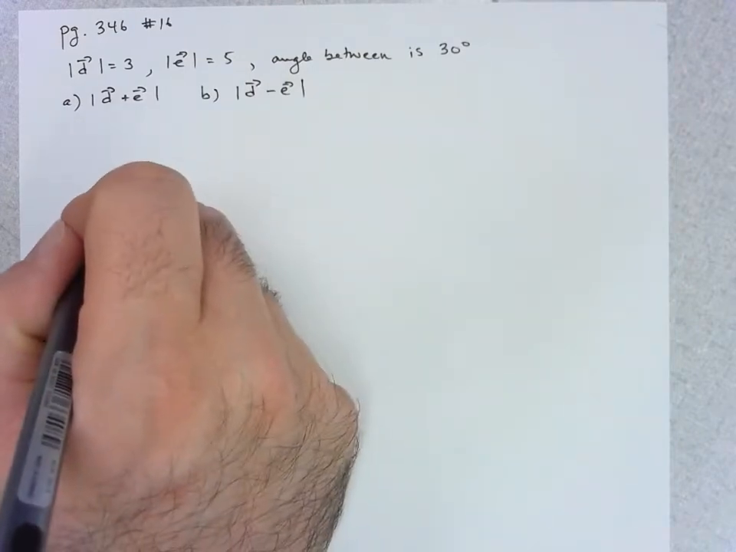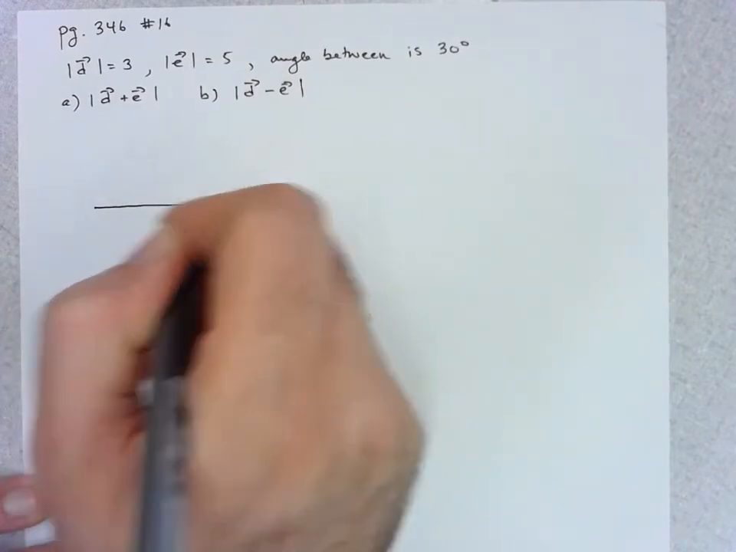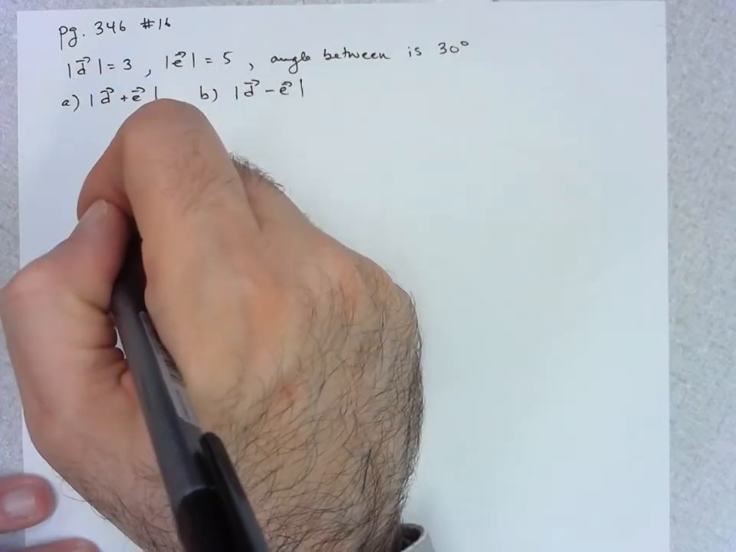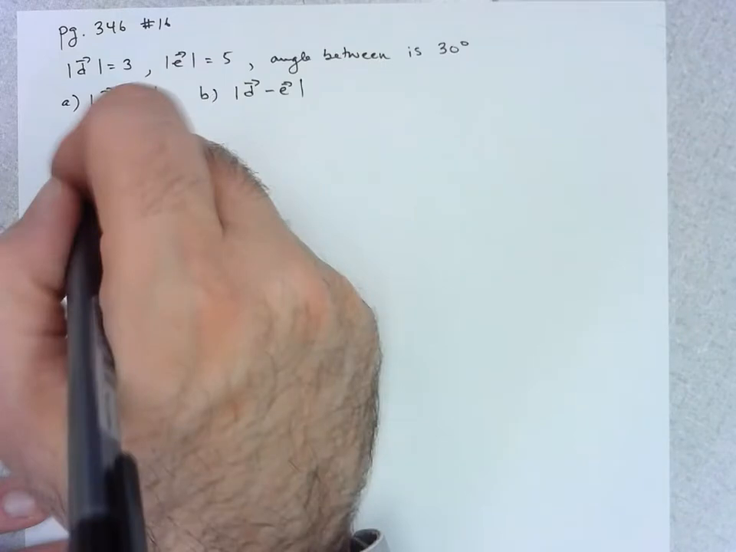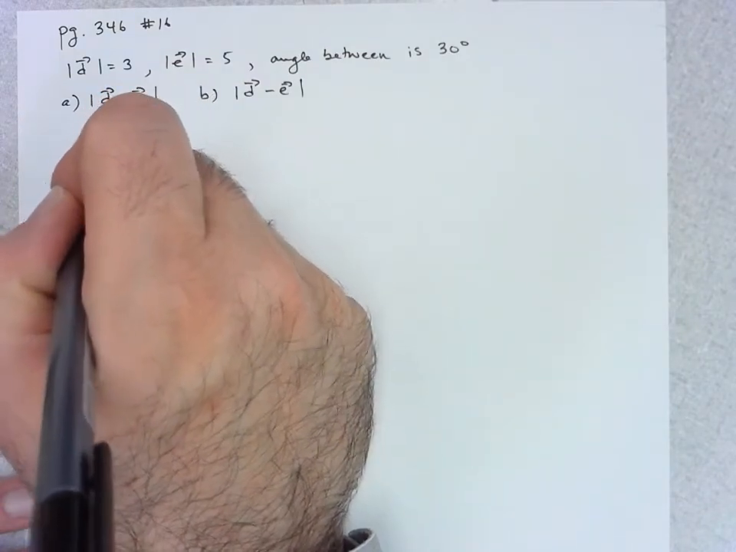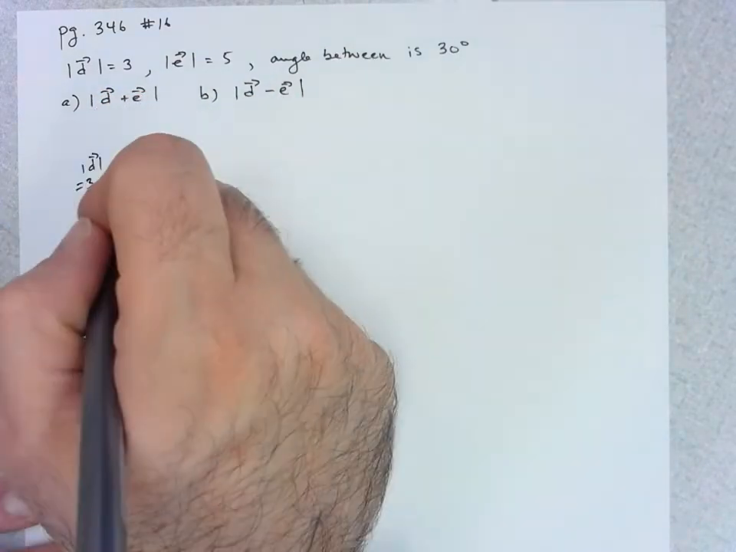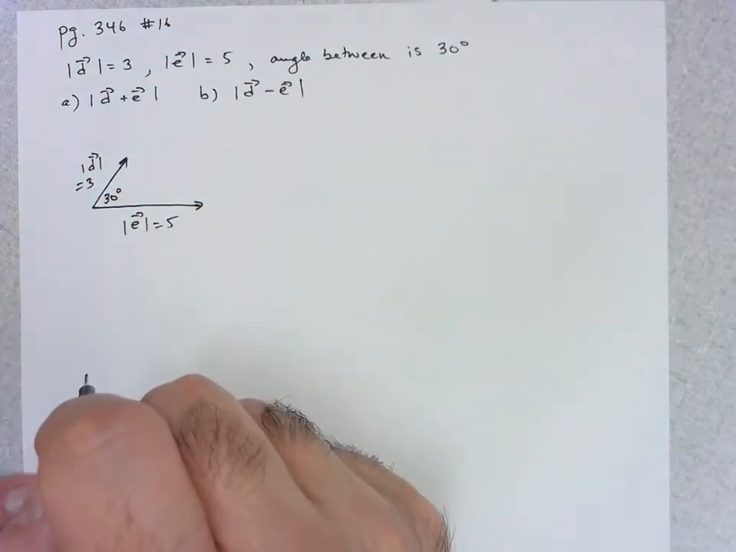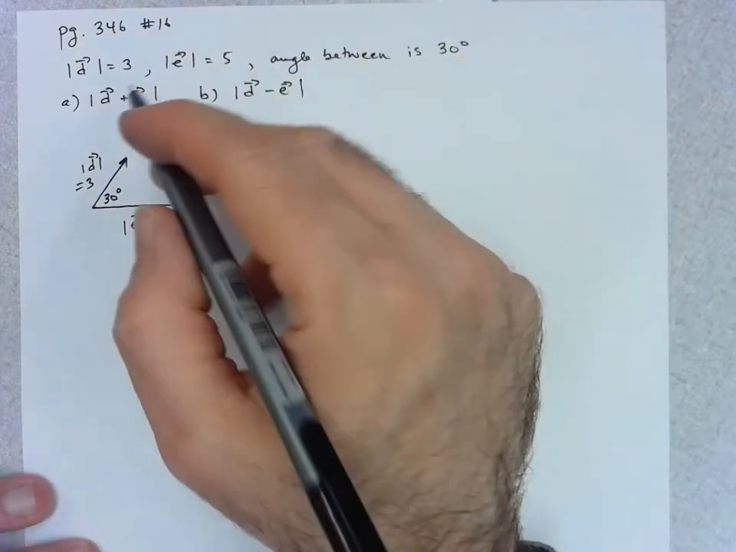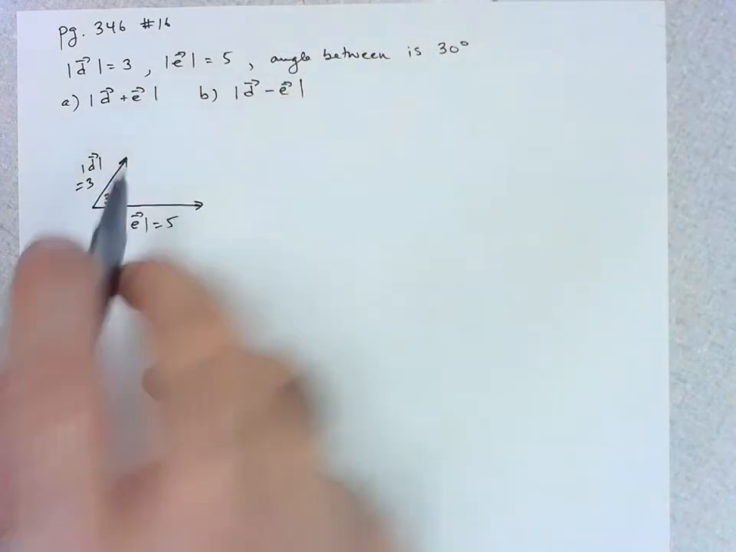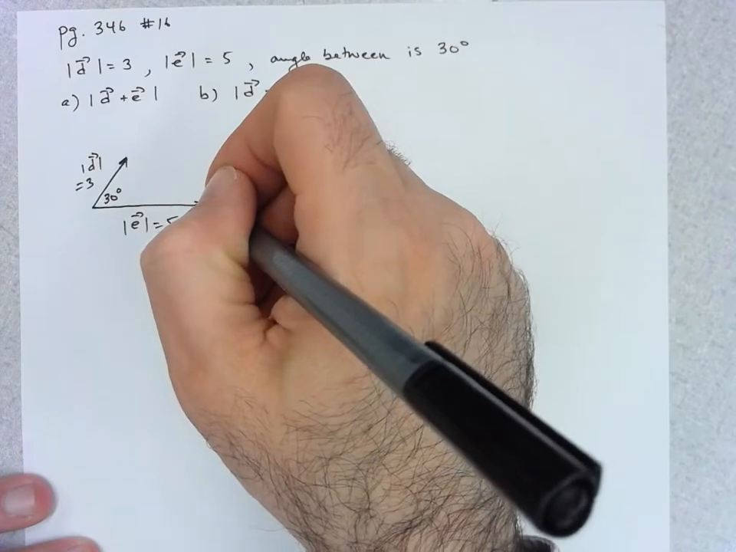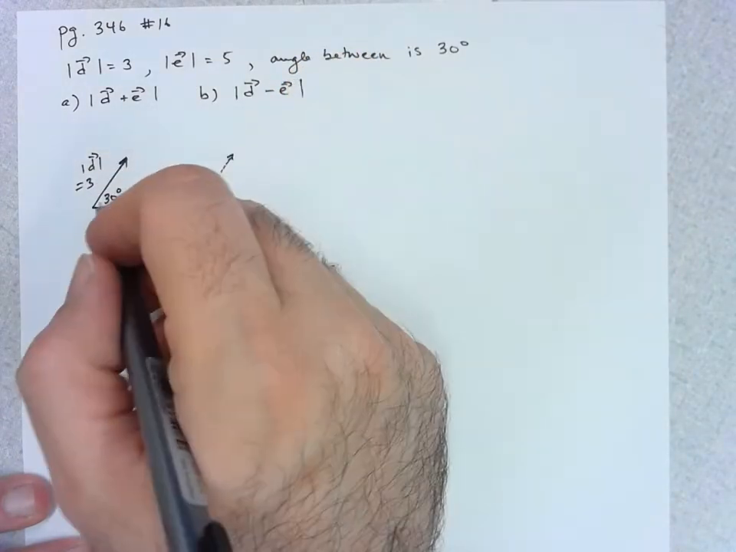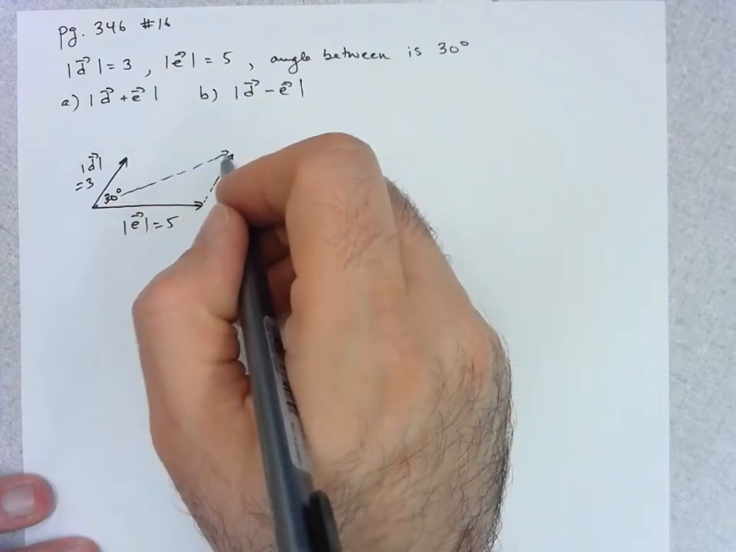I'll place the bigger vector here, so we'll call that vector E, which has a magnitude of 5. And then we've got our vector D here, which has a magnitude of 3. The angle between them is this angle, with them placed tail to tail. Now if we want to determine the sum, I'm going to move this vector over. Here we have our old parallelogram representation, and this is going to represent the sum.